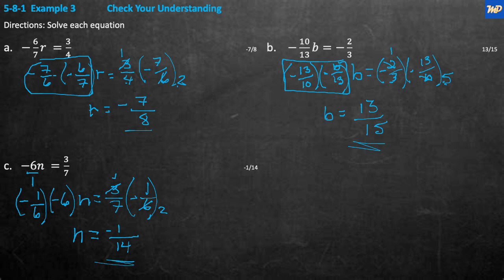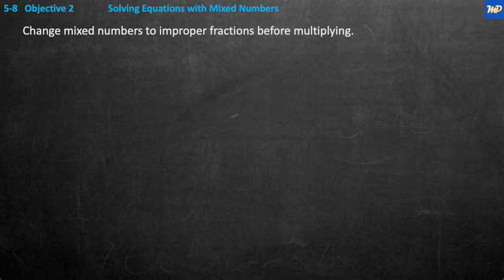Very good. Okay, objective 2, solving equations with mixed numbers. Okay, it says change mixed numbers to improper fractions before multiplying. That's all it's saying here. So if you have a mixed number, you have to change it to an improper fraction, and then you can do everything we've just been doing. Okay, good deal.